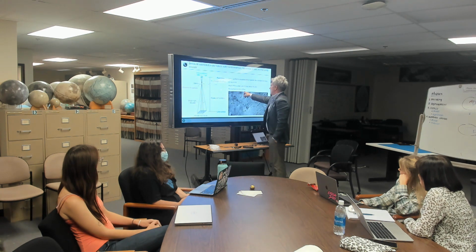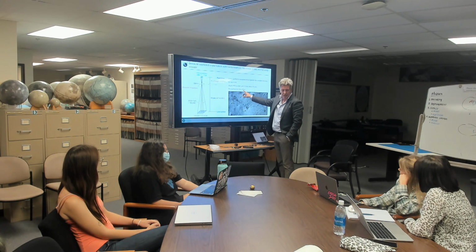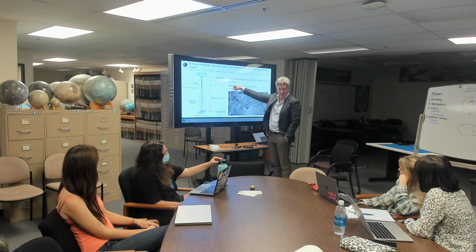So if a scientist comes to you and says, well, I need twice as good as that, then you can just see from this the kind of things that you have to change to achieve that.